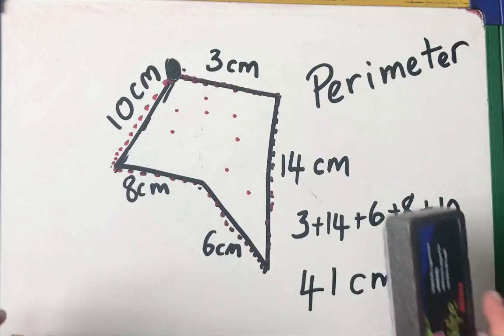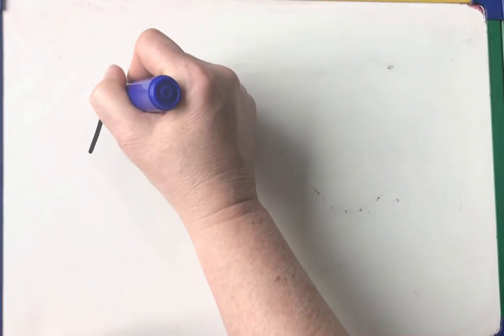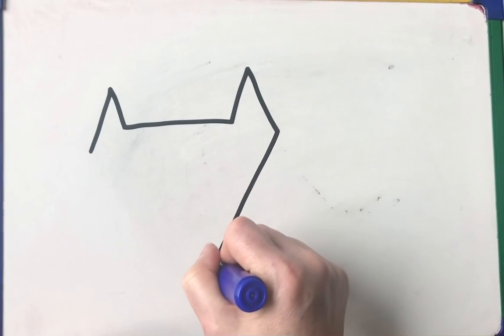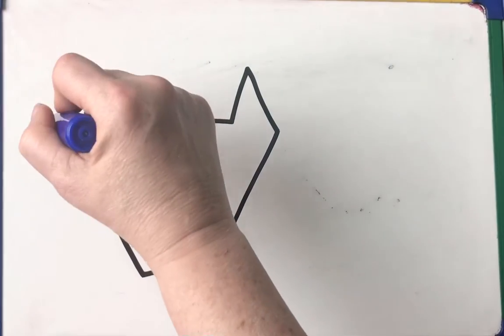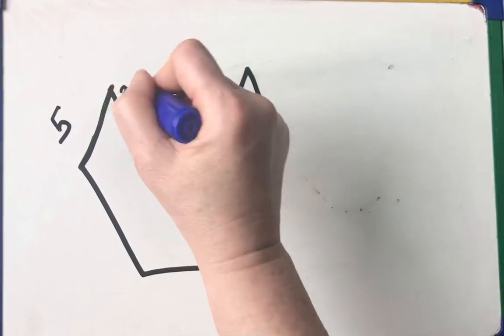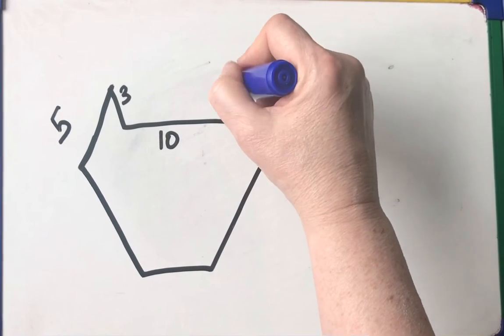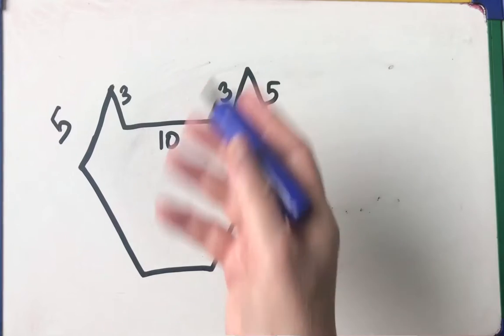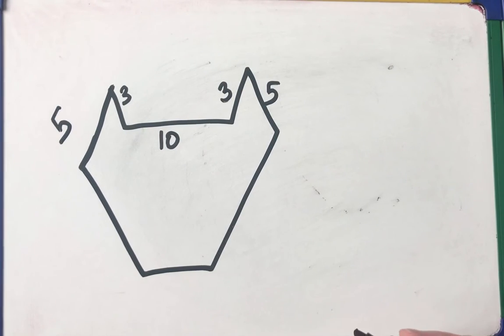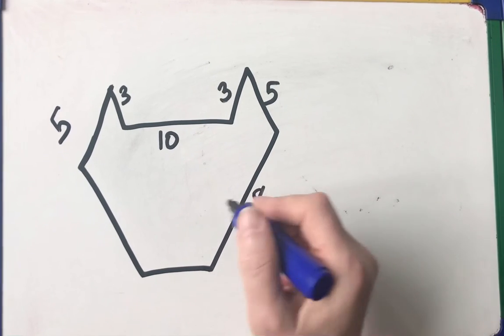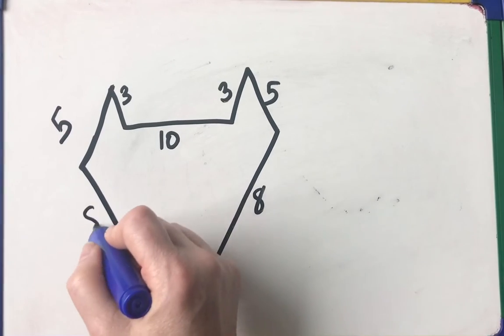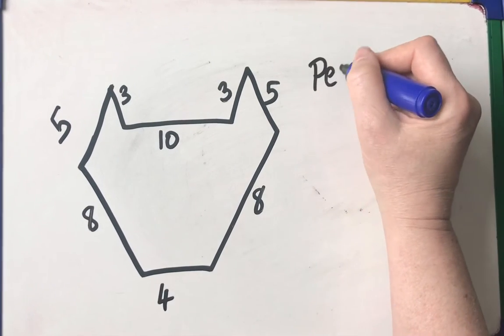Let's have a look at another one. Here's a shape. That's just one straight side there. So let's have a look at this. If that's 5, that's 3, that's 10, that's 3, and that's 5. I know my diagram doesn't look symmetrical, but we can pretend. Let's say that this is 8, that's 4, and that's 8. And we want to find the perimeter.